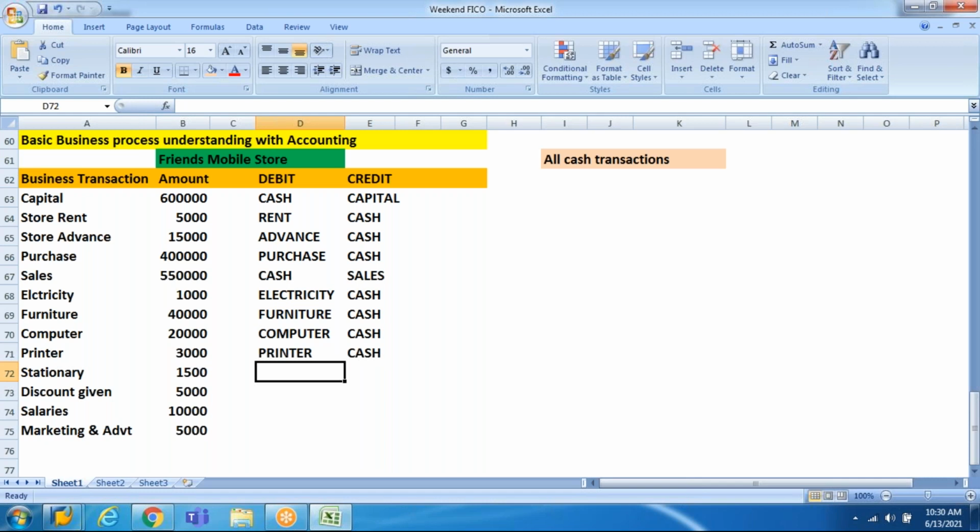For stationery, stationery is an expense. So stationery to cash. Same, stationery to cash. So slowly, when we do this exercise one more time, you will have a fair knowledge of accounting. Right?